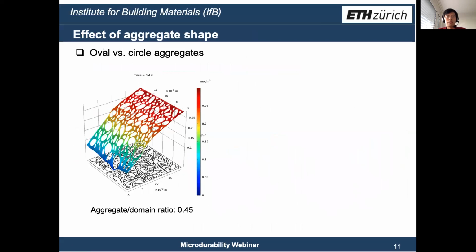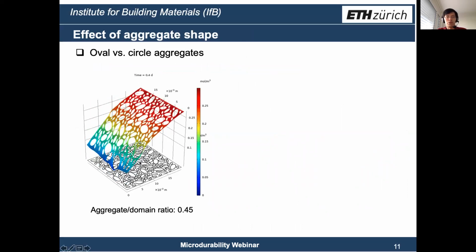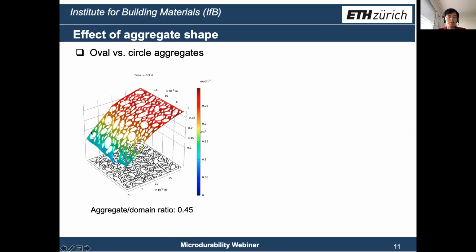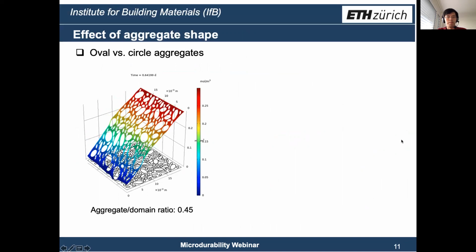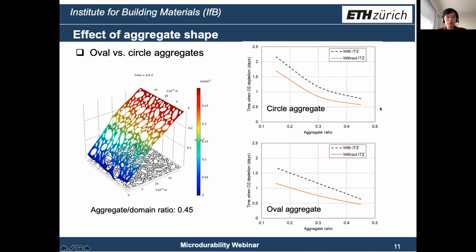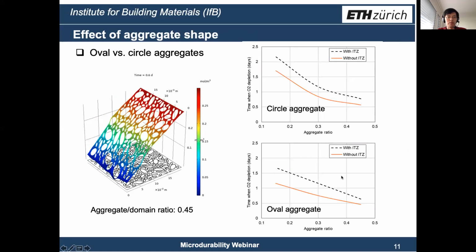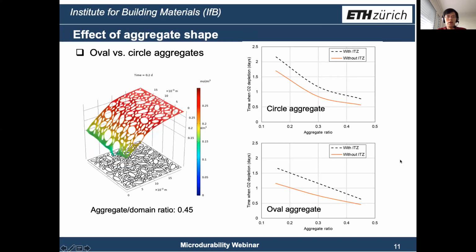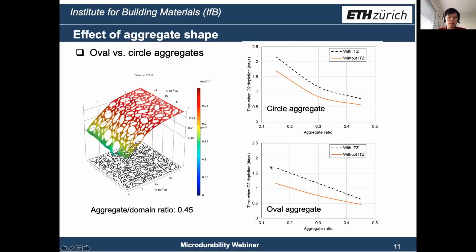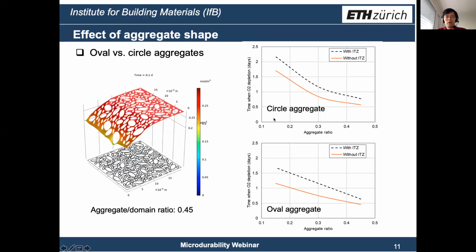So then let's see the effect of aggregate shape. This animation shows the result of oval aggregate, the oxygen depletion versus the aggregate domain ratio. So we have those two figures. This one shows the circle aggregate, this one shows the oval aggregate. Clearly we see for oval aggregate, the oxygen depletion time is much shorter than the circle aggregate.